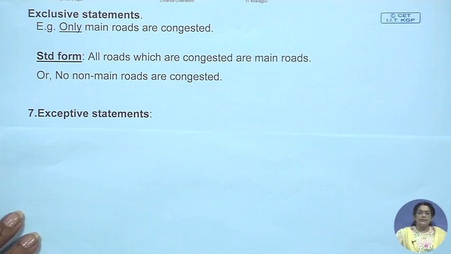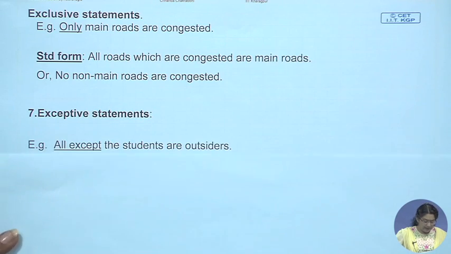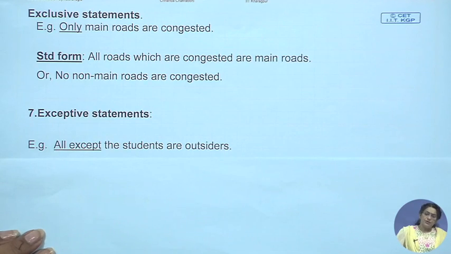This is exceptive, similar to exclusive, but it also works in a very different sort of way. For example, you might say all except the students are outsiders. Suppose you are having a get together and there is a big party going on, but all except the students are outsiders. How do I go about it? There is all, but there is also except. So, what would be the best way to approach it?